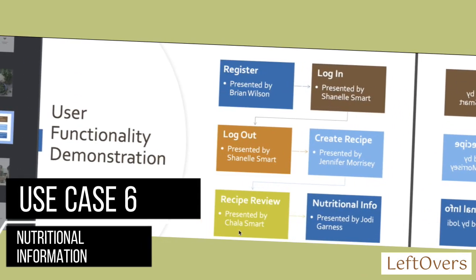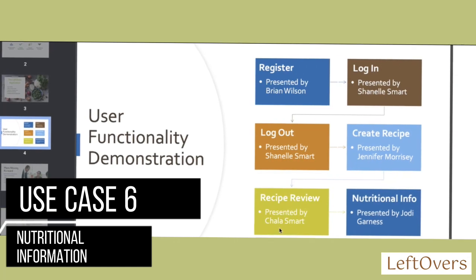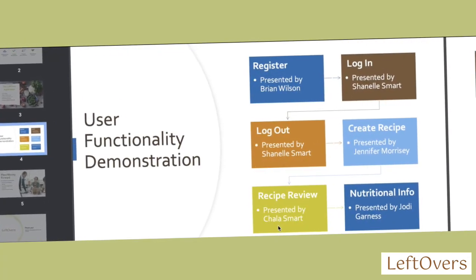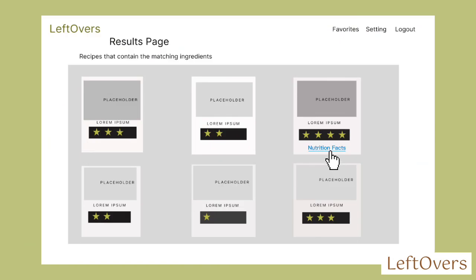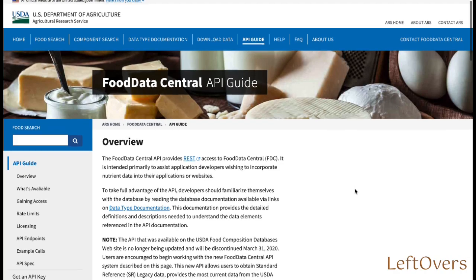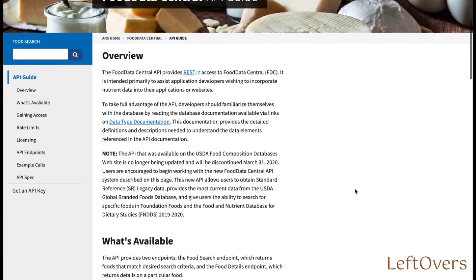We've now arrived at our final use case for this demonstration. This use case is our nutritional information function, where users can browse recipe nutrition facts. After the user has logged in and generated recipe search results, they'll click the nutritional info link. This link will take the user to a new page where they'll see the nutritional information for their recipe. On the back end, the requests are sent to the API, which provides the browser and user with a display of the nutritional information for that recipe.